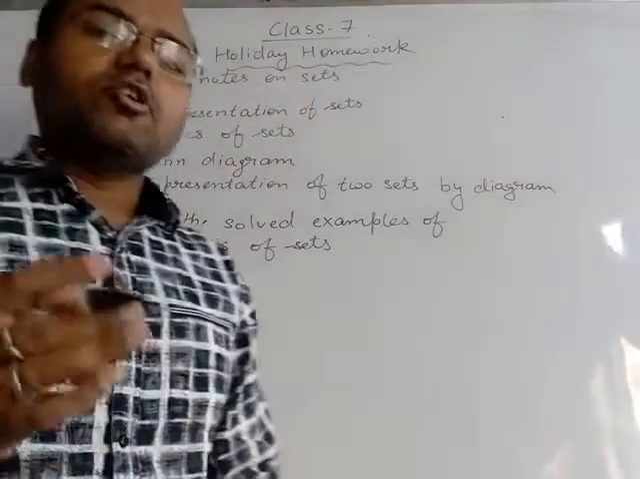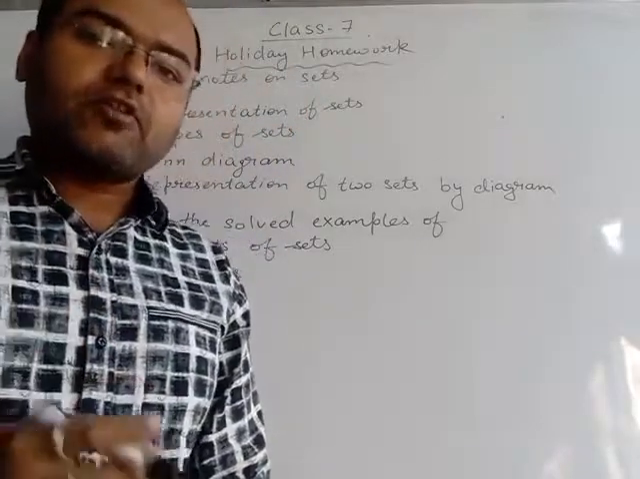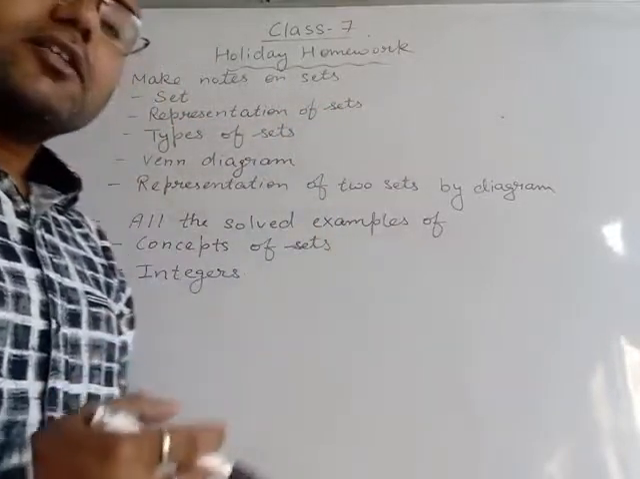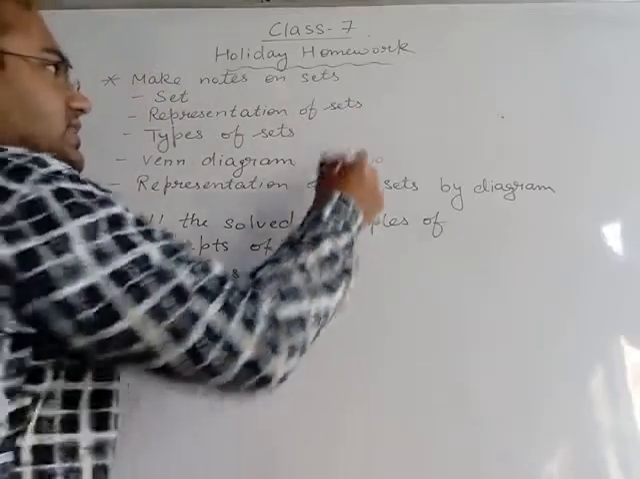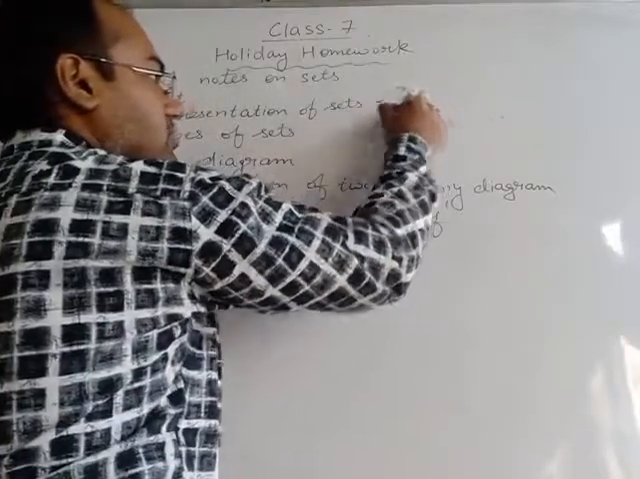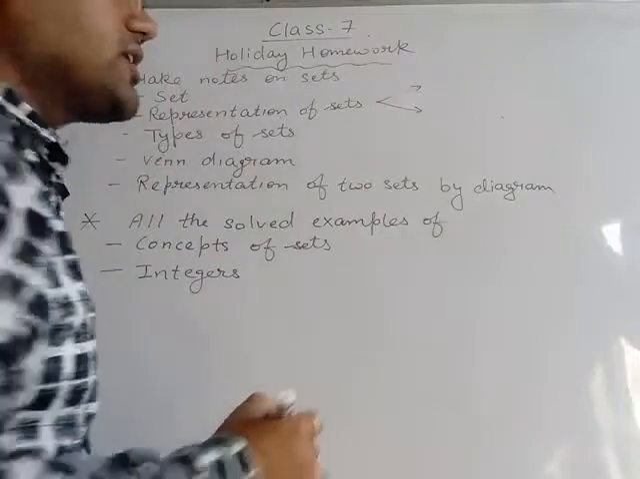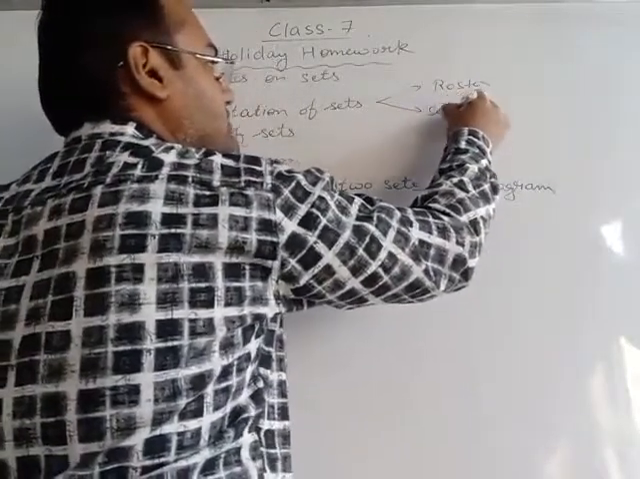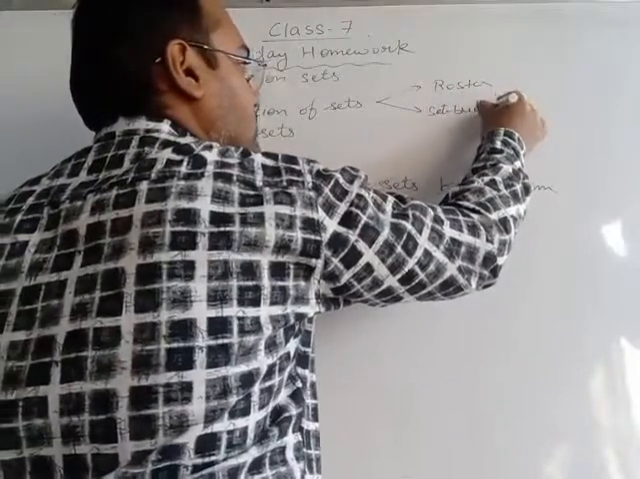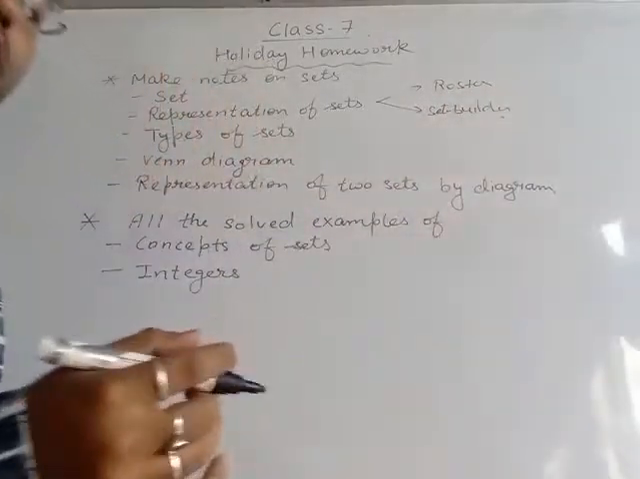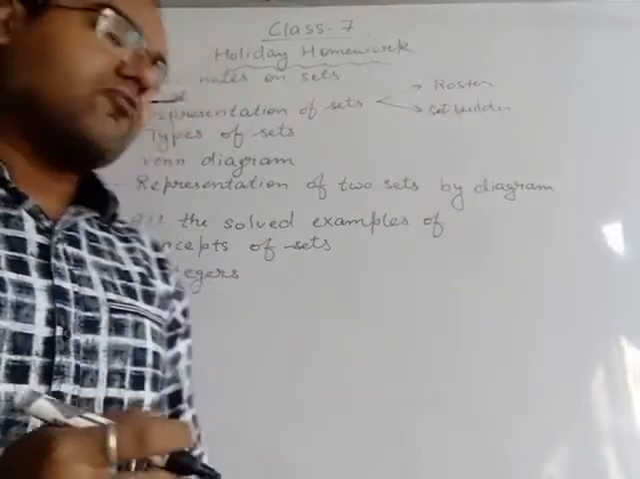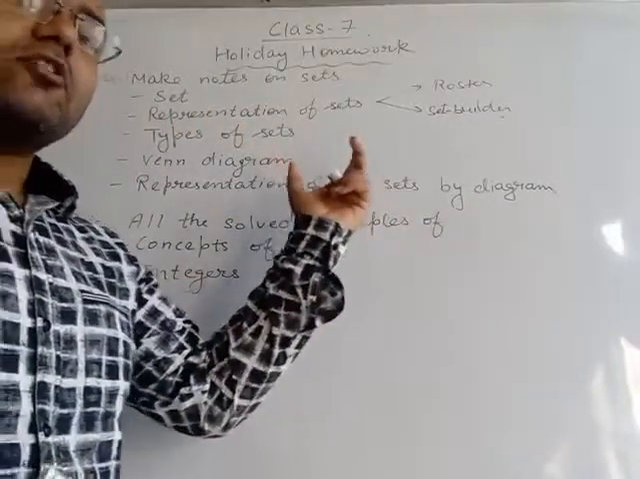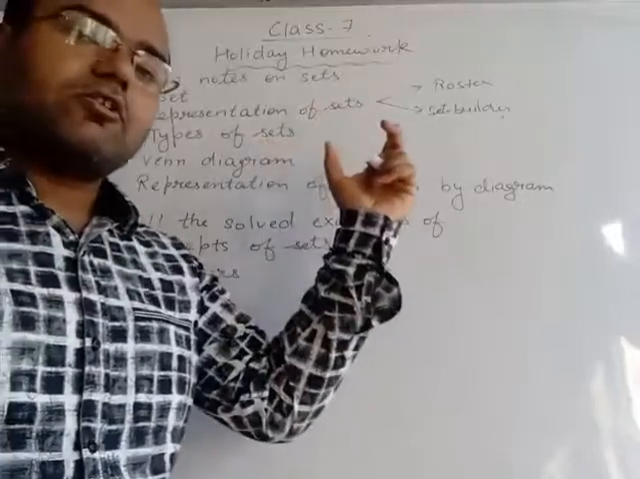Notes means you have to write what is a set, the definition of a set, then representation of sets. What are the two ways to represent a set? As I already explained to you, the two methods to represent a set are the roster method and the set builder method. Both the methods you have to write, and you have to give examples of both the methods also. So you have to make notes. Notes means you have to write the definition, and you have to write the examples also.